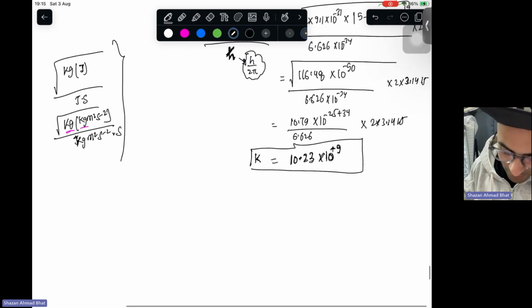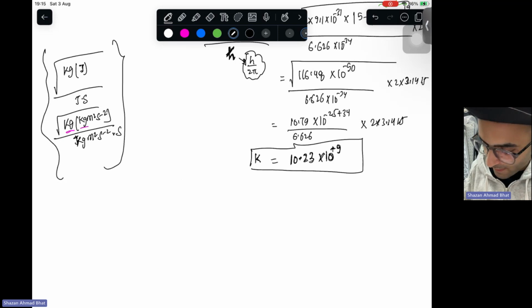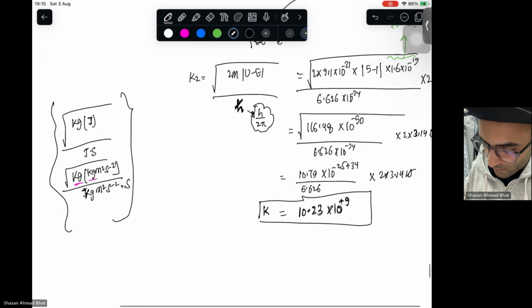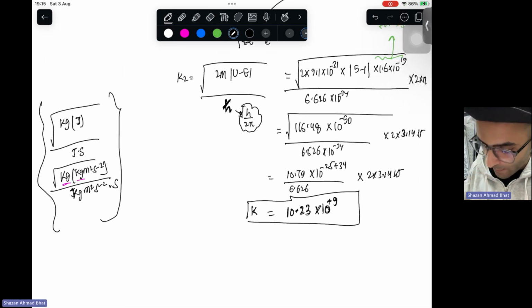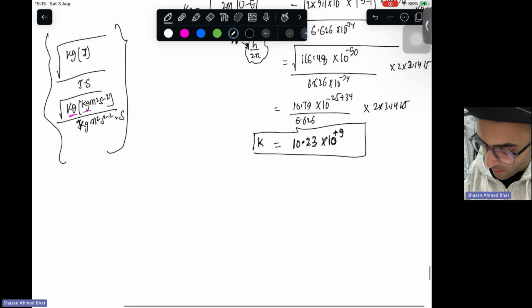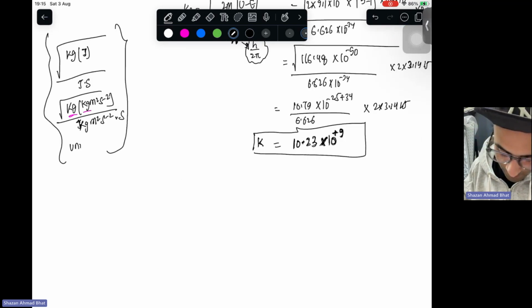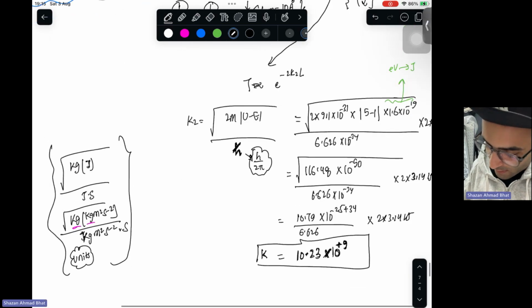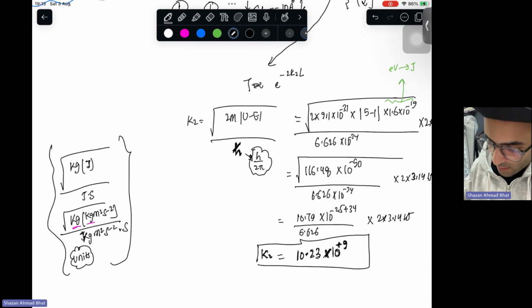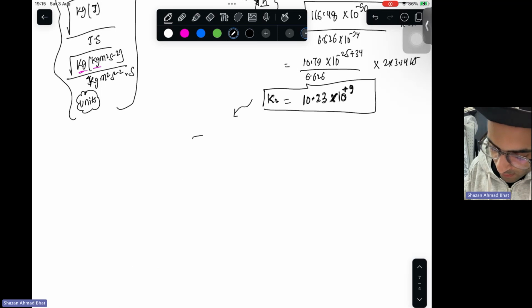Okay, let's cross check it again. We will cross check it, and let's not right now worry about the units. We'll come back to the units again. Maybe we messed up with some SI unit, but okay, we got the K. This is kappa 2, sorry, this is kappa 2. Now you can compute the tunneling probability to be approximately equal to e to the power minus 2 kappa 2L.